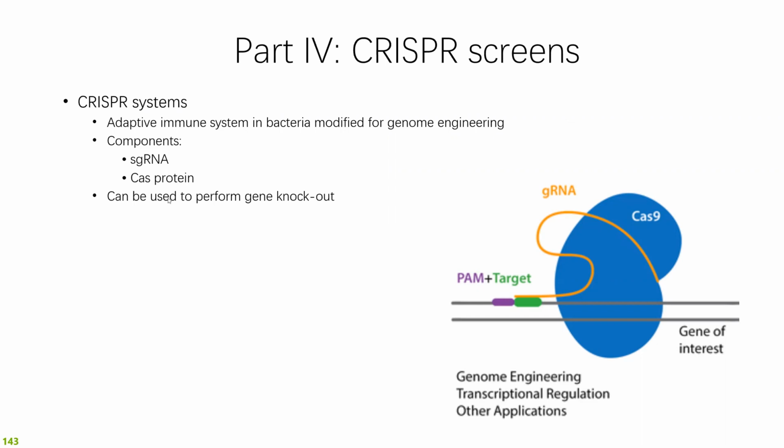The components of the CRISPR system include mainly the guide RNA, the sgRNA, that recognizes a specific position in the genome, and the Cas protein, which is an endonuclease that cleaves the sequence at that position. And we can adopt this system to perform gene knockout. So we design sgRNA or guide RNA that targets a specific gene, and this Cas9 endonuclease will cleave that gene. In this way, we can perform gene knockout.